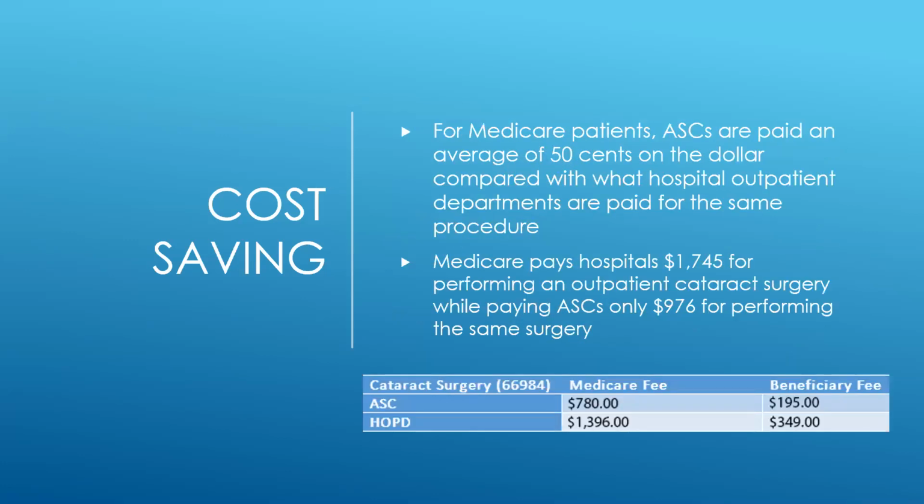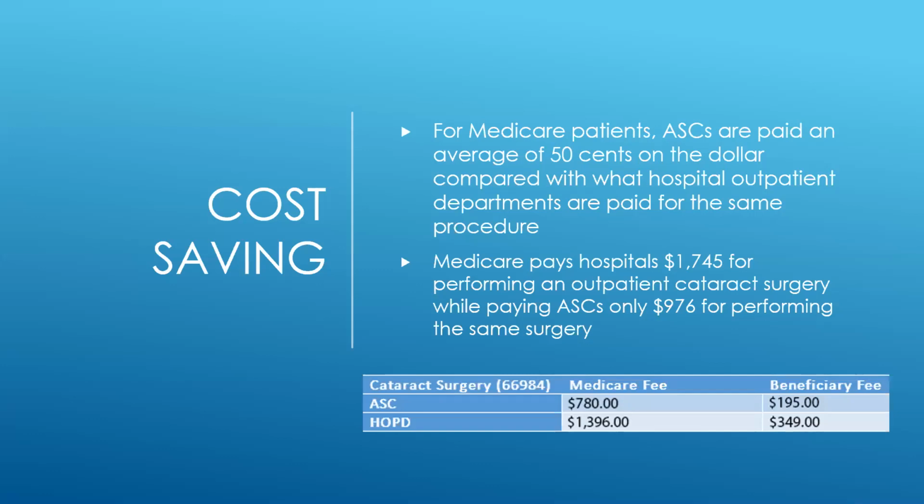So let me give you an example. Medicare, the government insurance, will pay an ambulatory surgery center about 50 cents on the dollar compared to what they pay a hospital outpatient department for the same procedure. For example, a cataract, the hospital, the patient is still having outpatient surgery in the hospital.